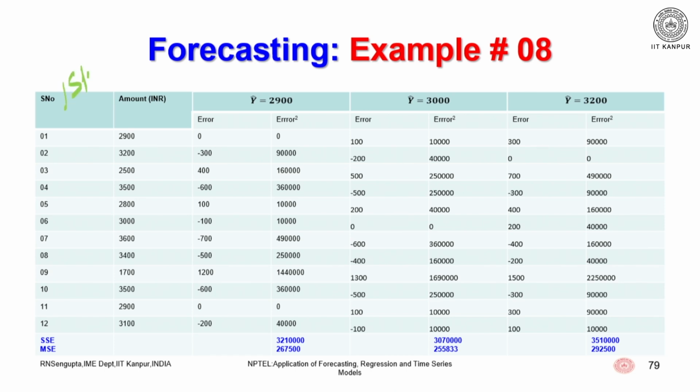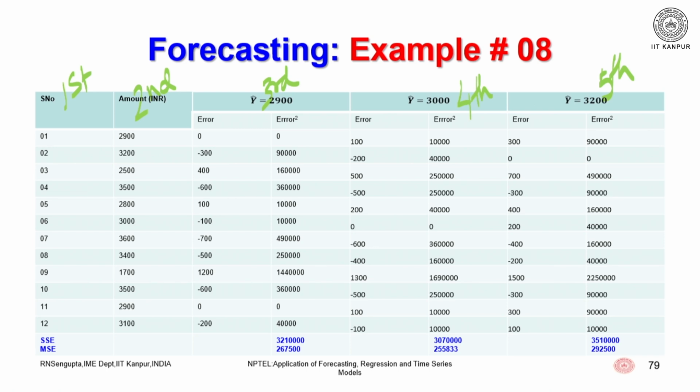The serial number is the first, the second one is the amount, the third and fourth ones are the value of y hat, and based on that we find out the errors. We will come to that. The fifth one is again a value of y hat based on which we find out the errors. Based on the amount in rupees, which is given starting from 2900 till 3001, we find out its mean squared error and the sum of the squared errors, and these values are given for the third column, fourth column and fifth column.